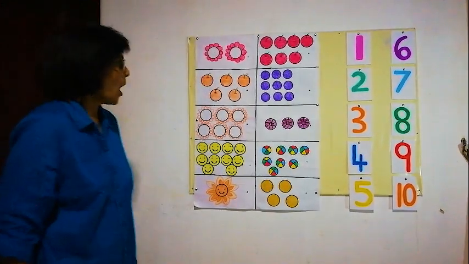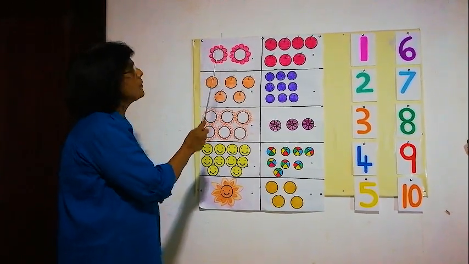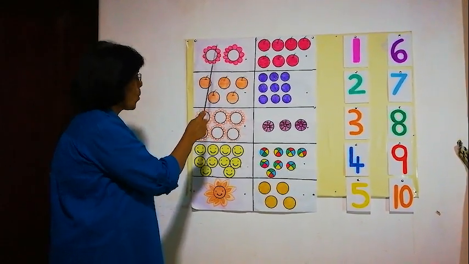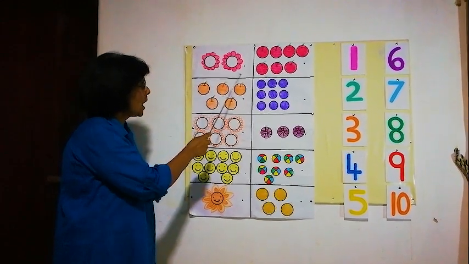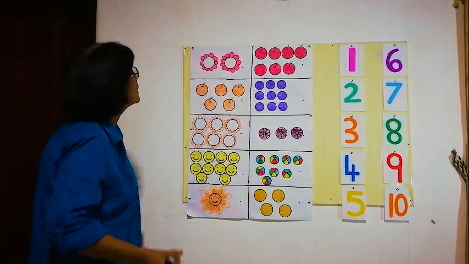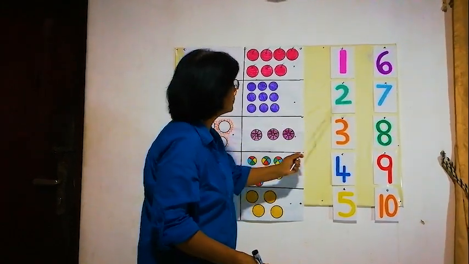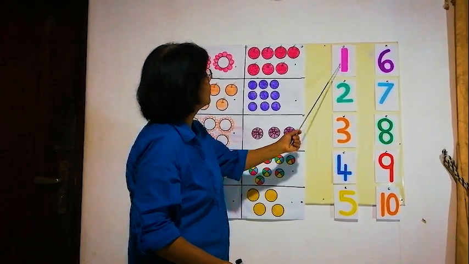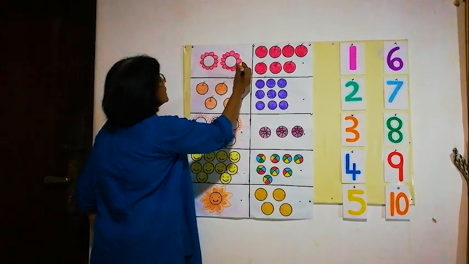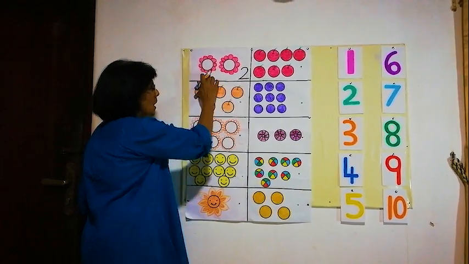Yeah, right. Now the first one here, flowers. How many flowers here? 1, 2. There are 2 flowers here. Now we have to write here 2, number 2. To make it easy, we can find the number 2 here. Is this number 2? No. Is this number 2? Yes, this is number 2. Here 2 flowers, we have to write here number 2. 2 flowers, right?